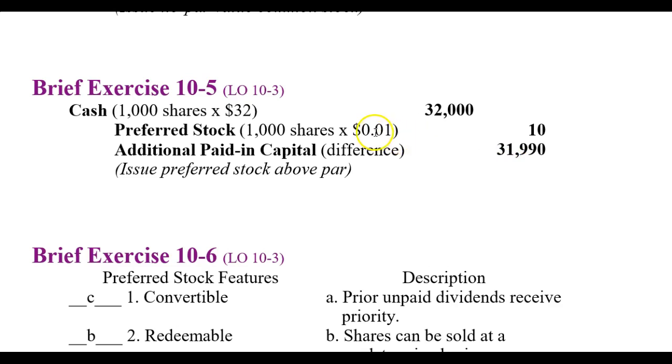So even though you might have a par value that's very low, record the cash coming in, only record the par value in that stock account, whether it's preferred stock or common stock, and then the difference goes into the additional paid-in capital account.